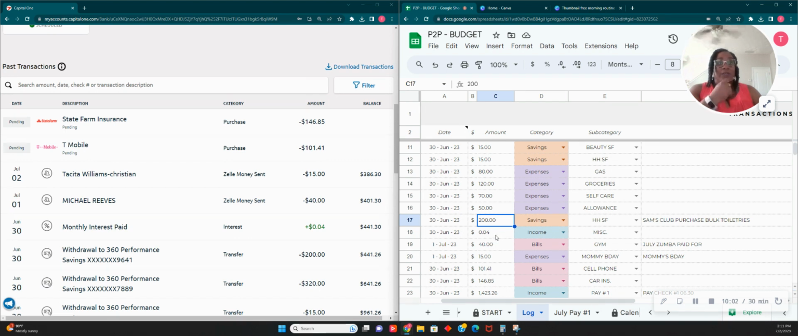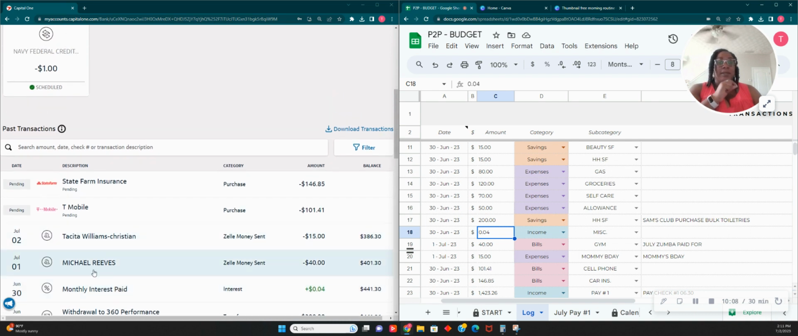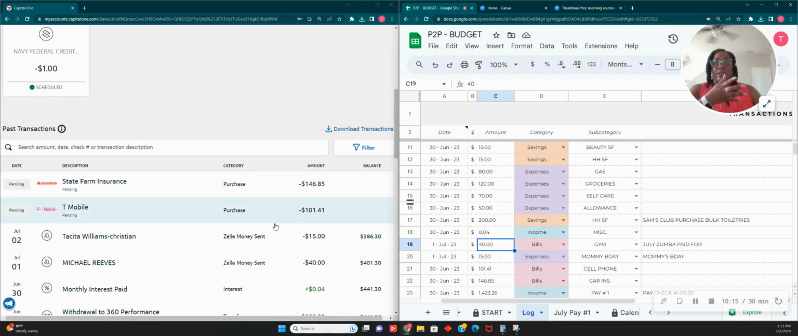Then I actually got 4 cents of interest. So I put that to income and miscellaneous subcategory. The gym person, my gym instructor, $40. So the gym actually came out and there's gym. July Zumba is paid for. I love this little note section.